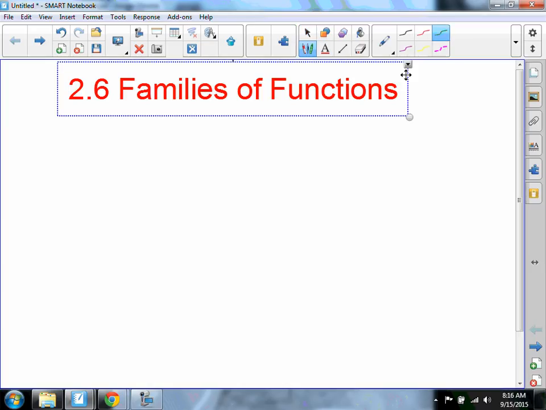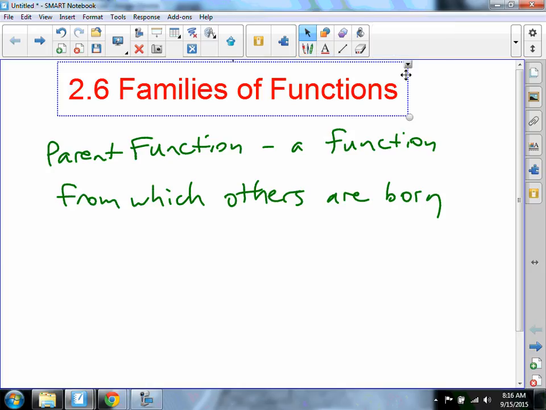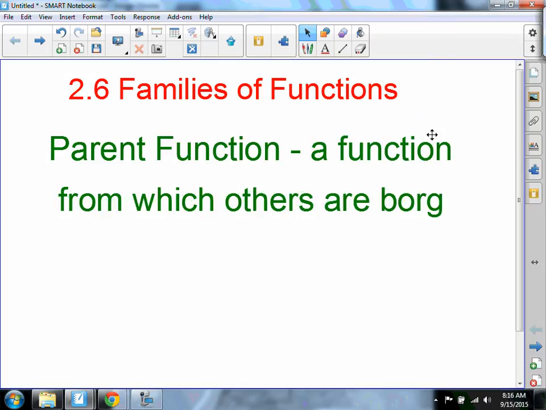Anyway. Families of functions. We need to define a parent function. A parent function, real simple definition. It's a function from which others are born. A parent function is a function from which others are born.